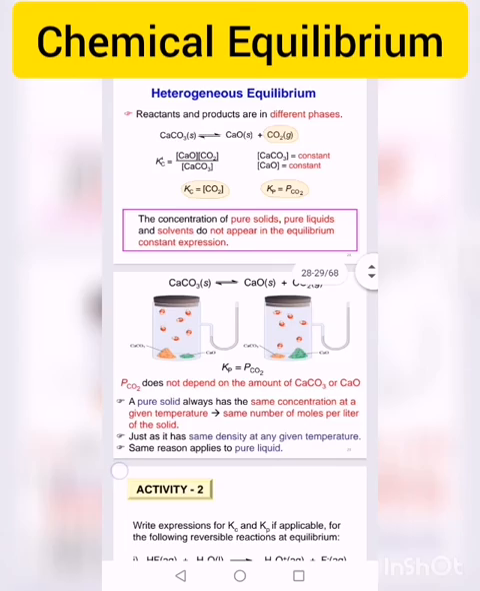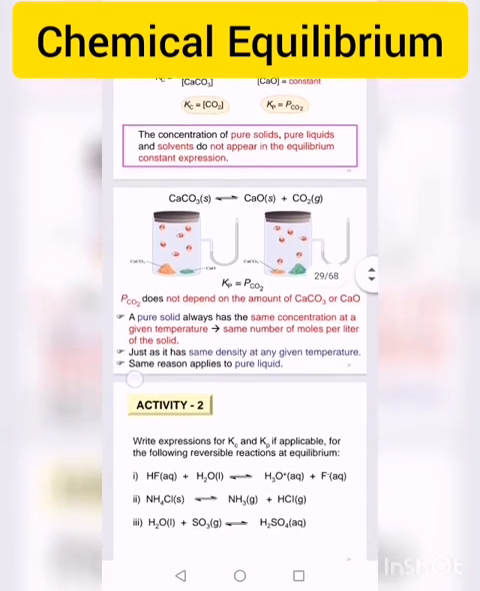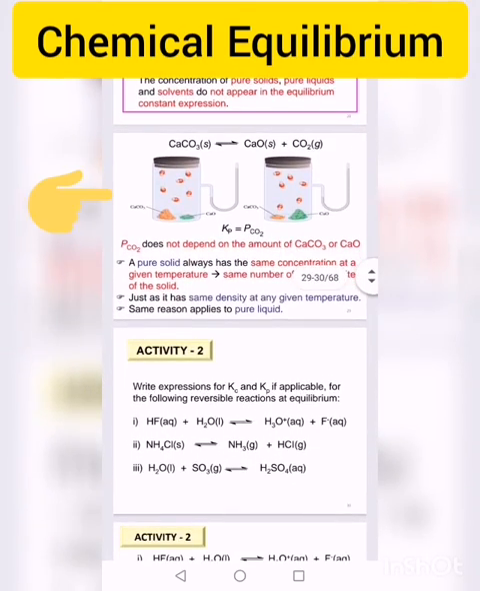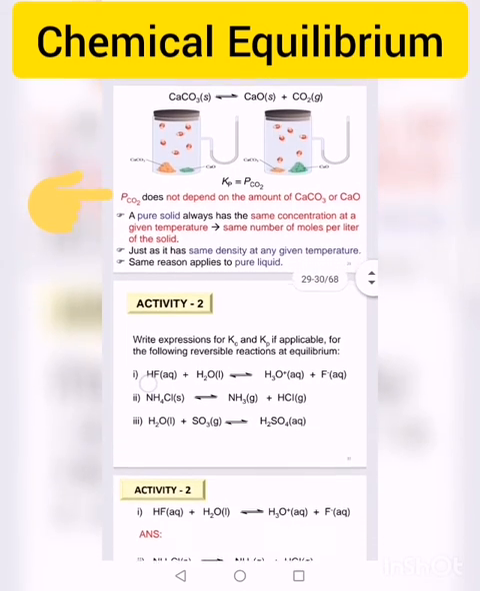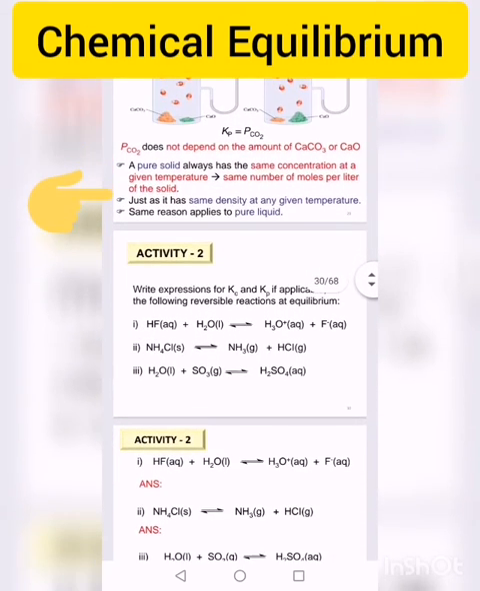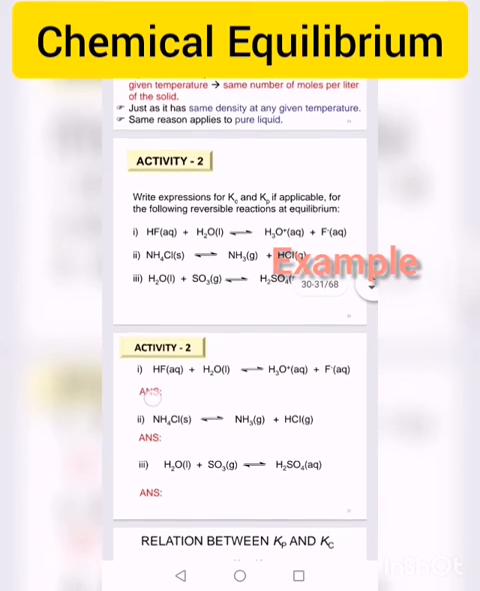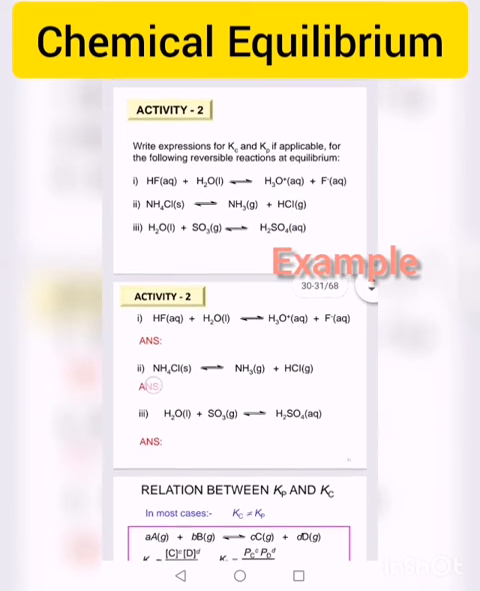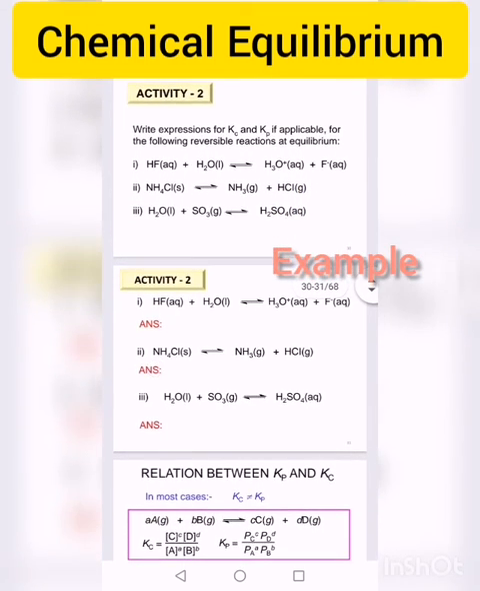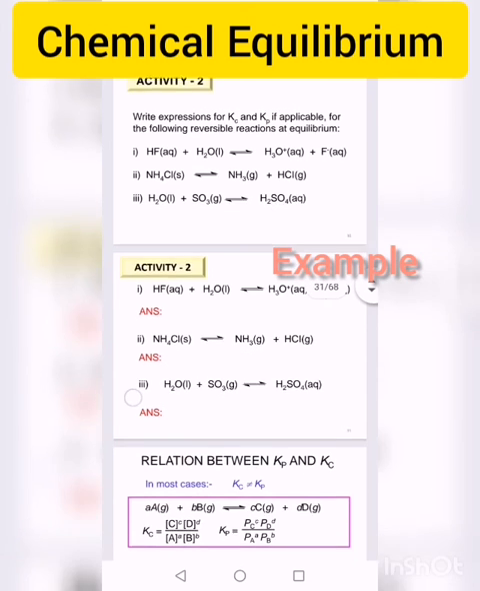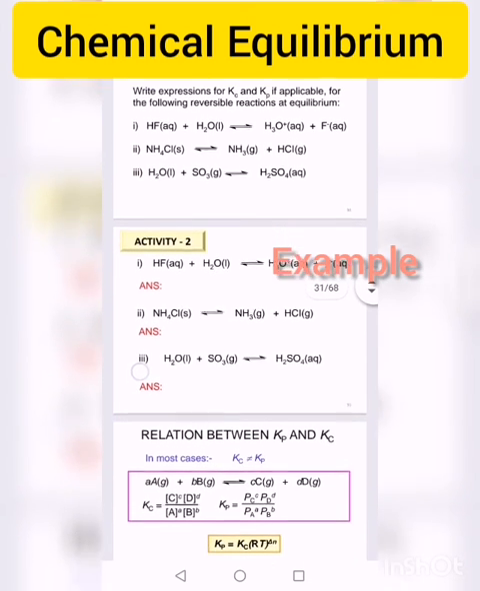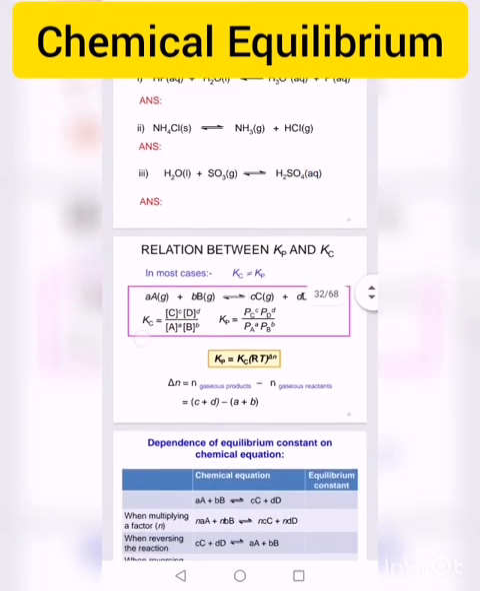If you try to look at the example, what happens to the pure solid? It has the same density at any temperature. The same reason applies to pure liquid. For the example, no need to discuss here. You can take a look and identify Kc and Kp. Take a look at the next one.